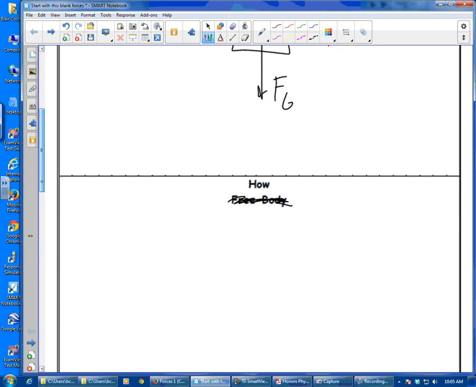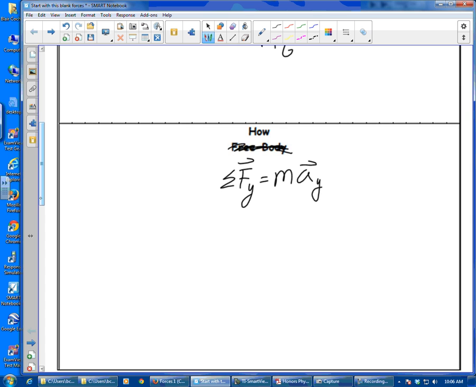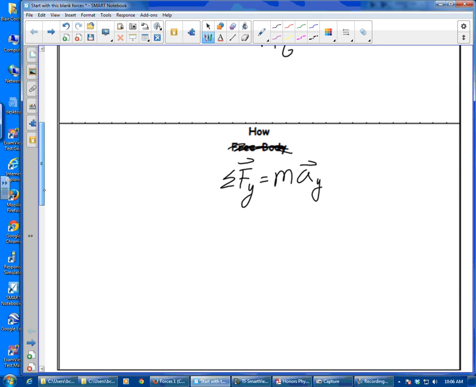I have my one equation. Sum of the forces, in this case, they're all in the Y direction. Sum of forces in Y. I have two forces. Which way do you guys want to call positive? Up. Okay. So I have two forces. I have a positive F plus a negative F sub G that points downwards. And that's going to give me my mass times my positive acceleration because it points upwards.